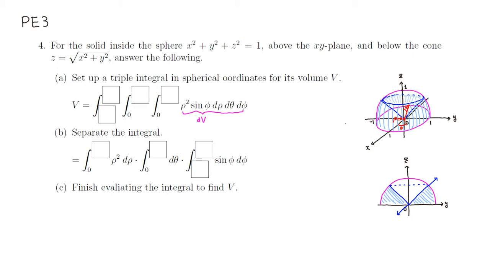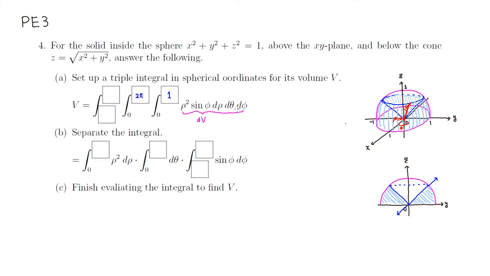Then for fixed theta and phi, rho extends all the way up to wherever it hits the sphere, whose radius is 1. So rho goes from 0 to 1. Theta is pretty easy. Since you have to go all the way around to cover the solid, theta goes from 0 to 2 pi.